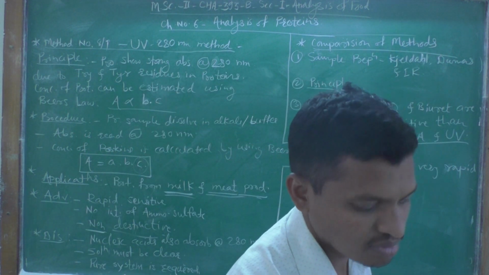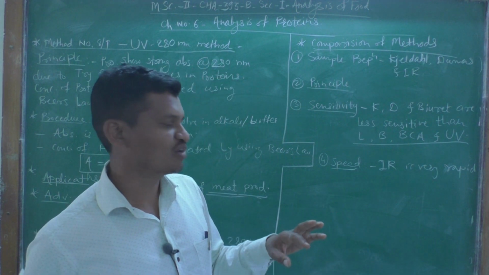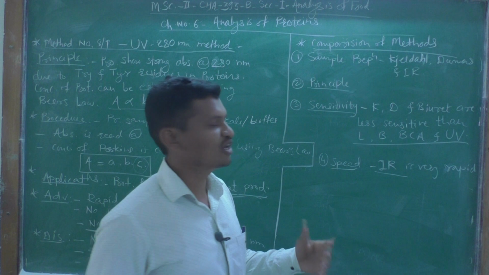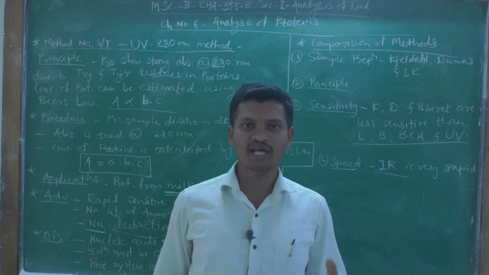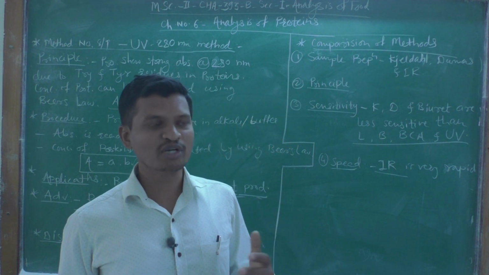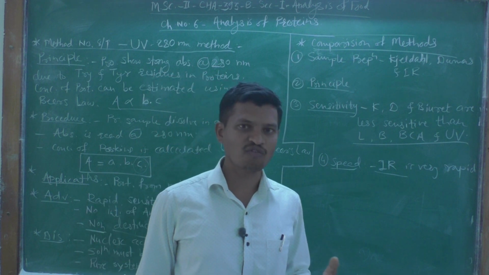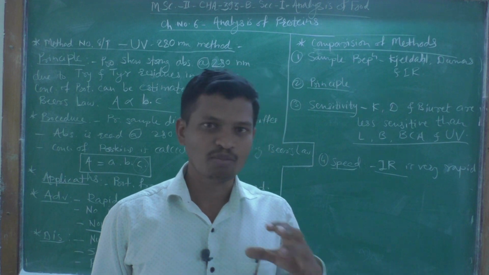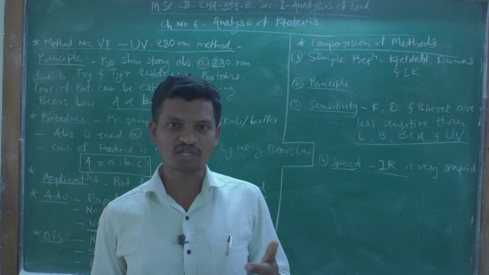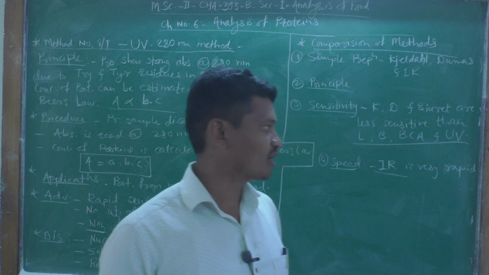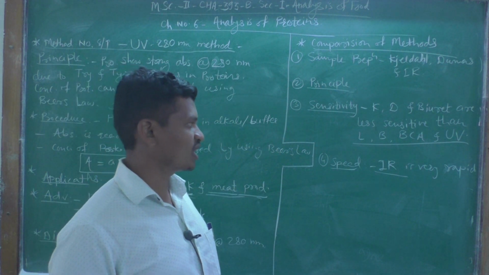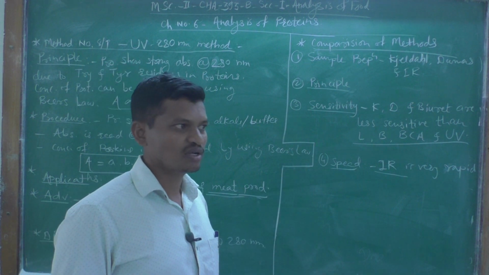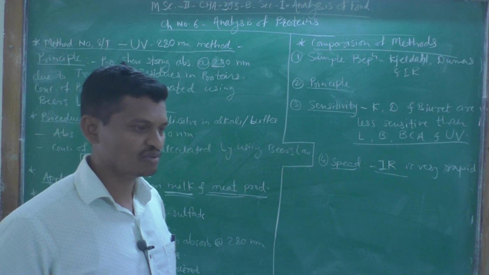Hence, from the comparison point of view, the IR method is very rapid, and the Kjeldahl and Dumas methods are time consuming. They require much more time, 3 to 4 hours, for the estimation of protein by Kjeldahl and Dumas methods, because more steps are involved. So this is the comparative part, only for the sake of your convenience.